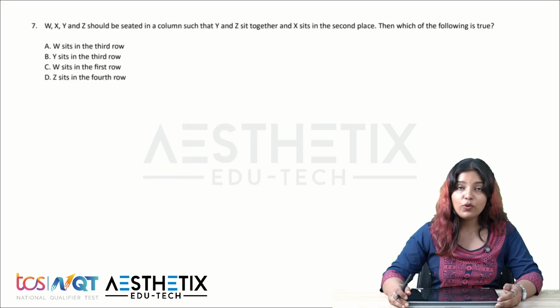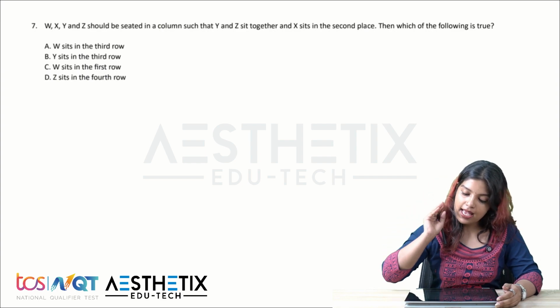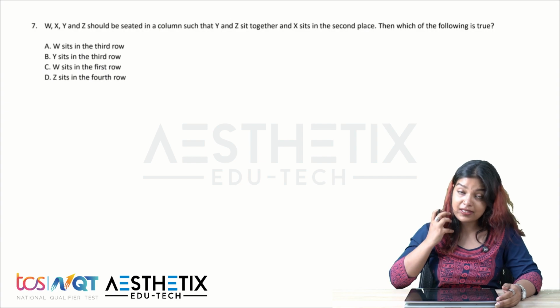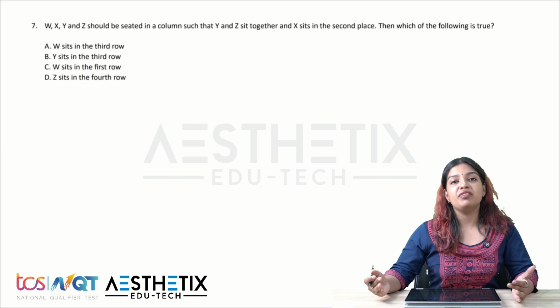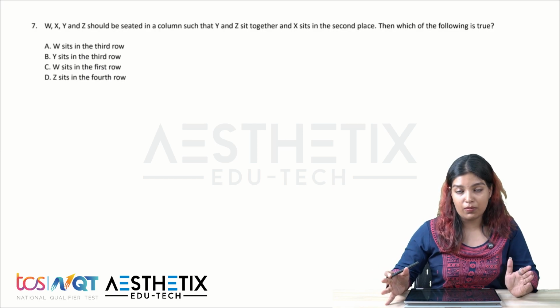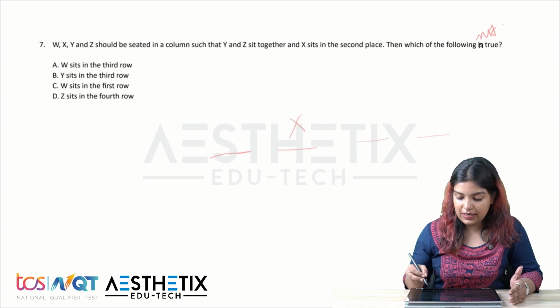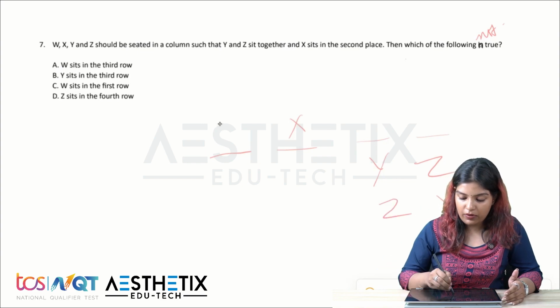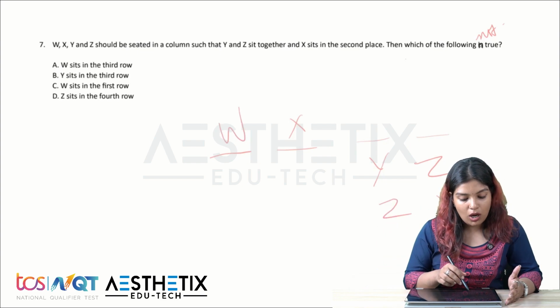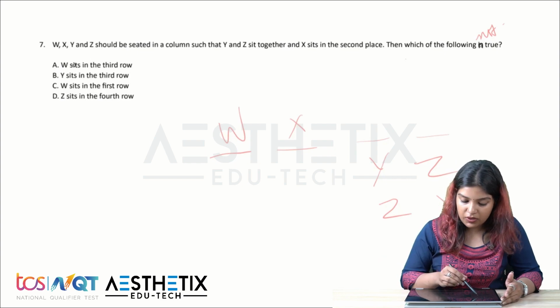Okay. So moving towards the seventh question, we have W, X, Y and Z who should be seated in a column such that Y and Z sit together and X sits in one place. Then which of the following is not true? Not true is the question. We are having 4 options with us, and we have to see which among the options is the wrong option. Okay. So there are 4 seats and X is sitting in the second place. Obviously, Y and Z can be placed like this or like this alone. So W will again come in the first place only. So the option 1, W sits in third row, is obviously wrong. So that is the wrong option we have already got.